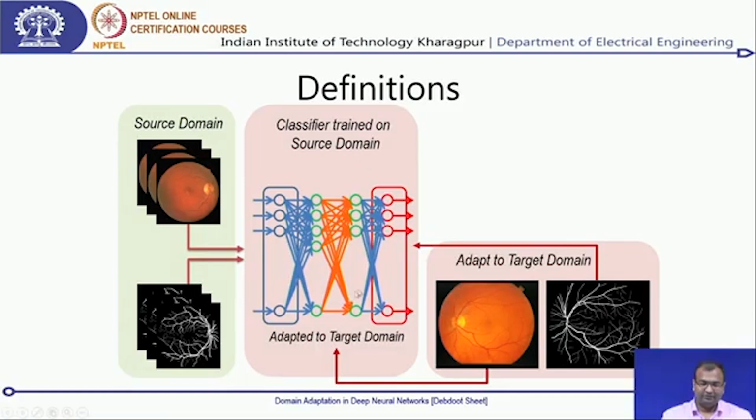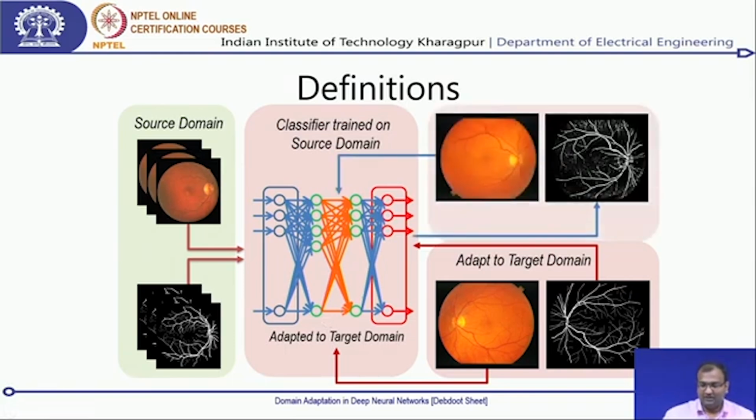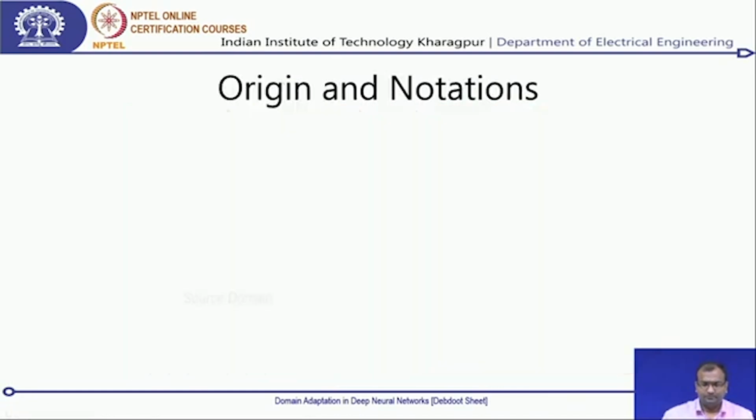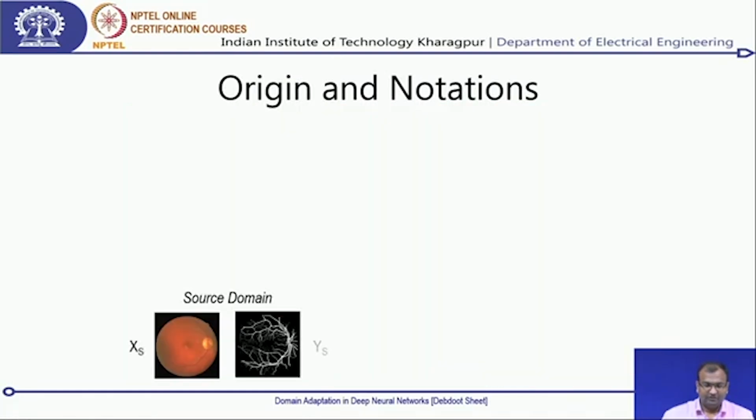Now, you have a model which has been adapted in that way, and this is called a model which is adapted to the target domain. Now, if you put an example over there, you would see that the results are quite intriguingly similar. Okay. So, this is what comes out. Okay. Well and good. Let us look into some of the common notations for this problem.